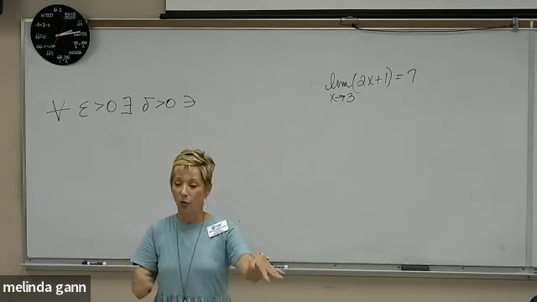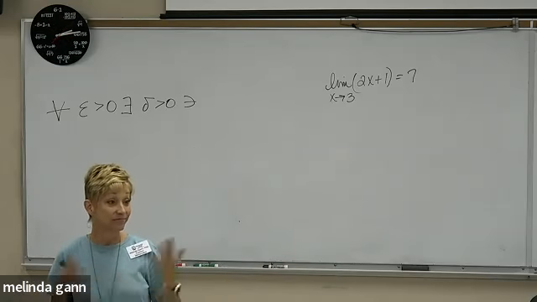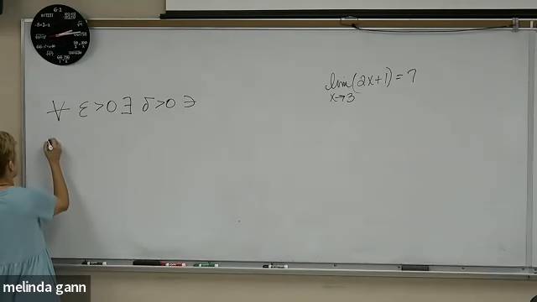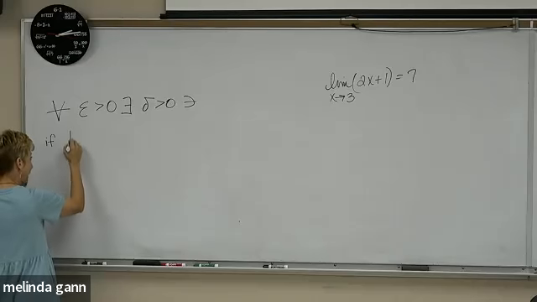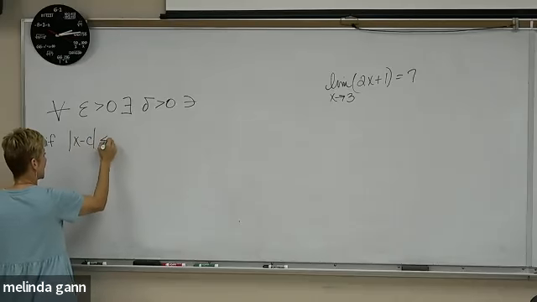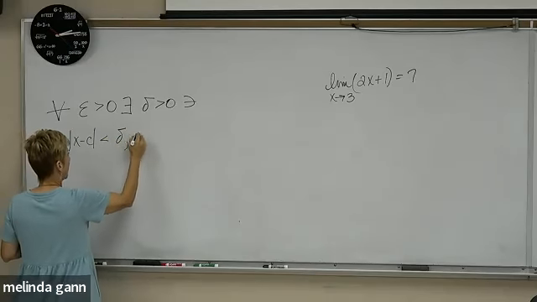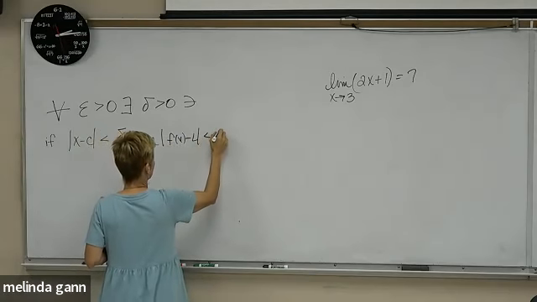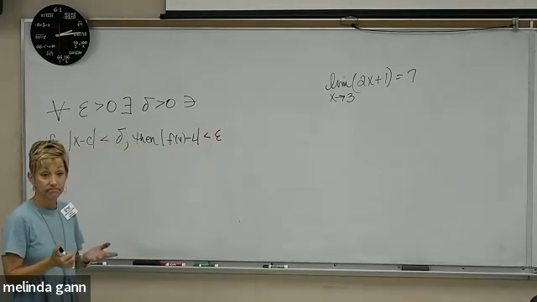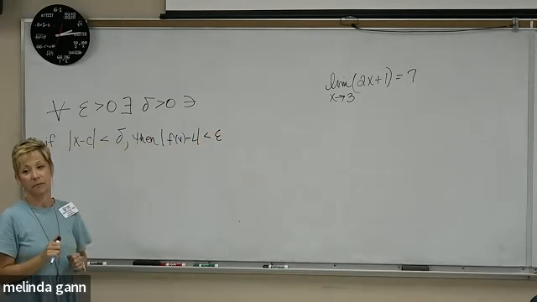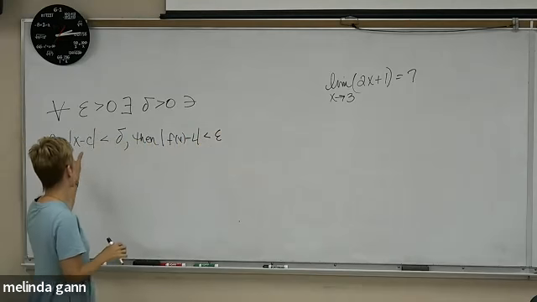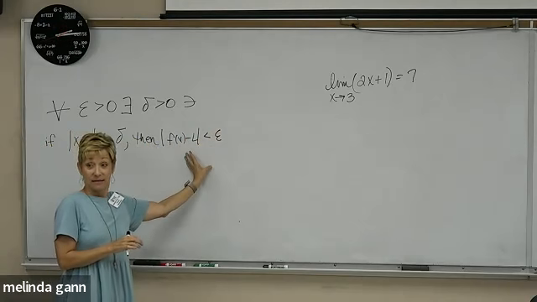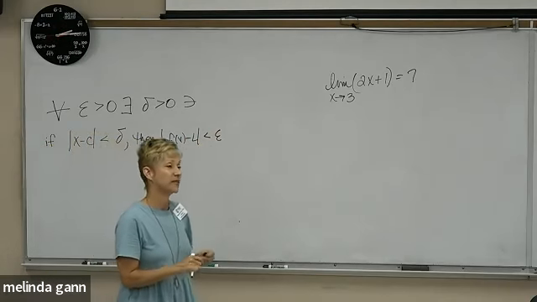I can read it no matter what language it's in. Is everybody with me? All right. So here's what it says. If the absolute value of x minus c is less than delta, then the absolute value of f of x minus L is less than epsilon. So here's what they're telling me. They're telling me I've got to start with this and end with that. Everybody good?